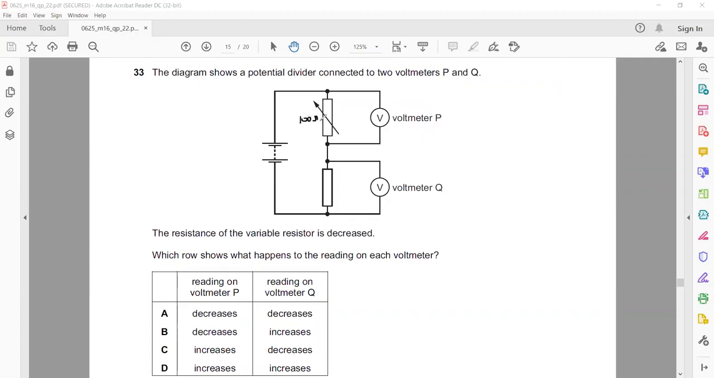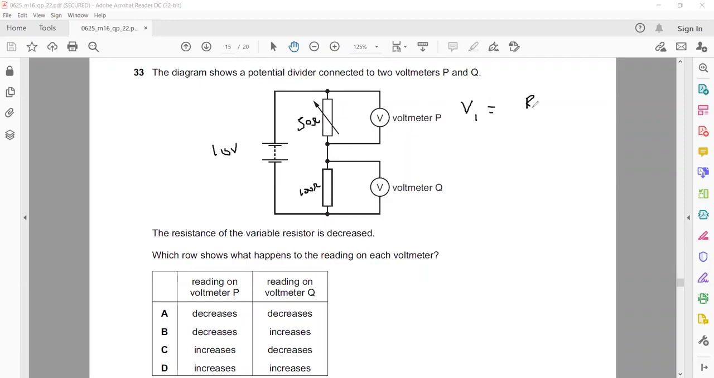For example, if here is 100, here also 100, and in total you are applying 10 volts. Because they have the same resistance, the same voltage will be there, 5 volts and 5 volts. But as you are decreasing a resistance, say you made it 50. So the combined resistance of the circuit is decreasing, because 100 plus 50 is 150, and before 100 plus 100 was 200.